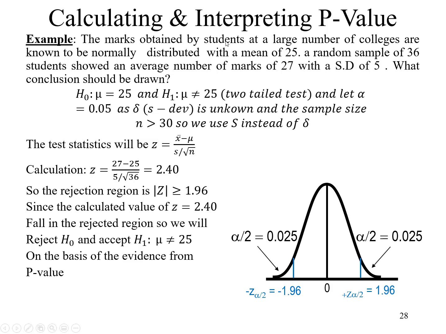So we say in the first terms that the null hypothesis is that the mean of the college students at a large number of colleges, known to be normal, is 25. The alternative, as I already mentioned, will be not equal to. So basically, when it is greater than, it's showing one-tailed test. When it is less than, it's still a one-tailed test. But when it is not equal to, we do not know the direction.